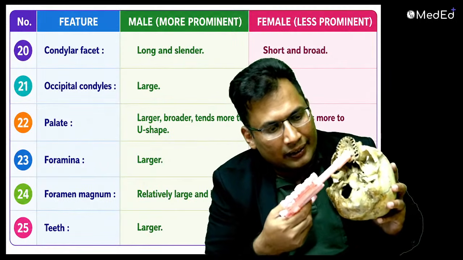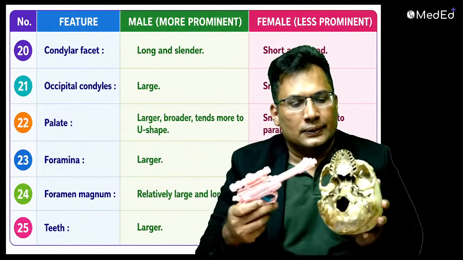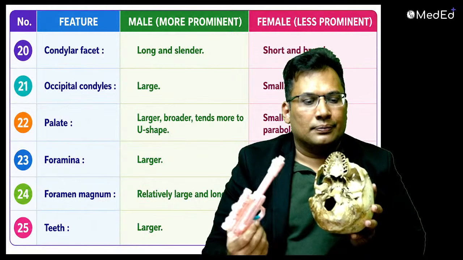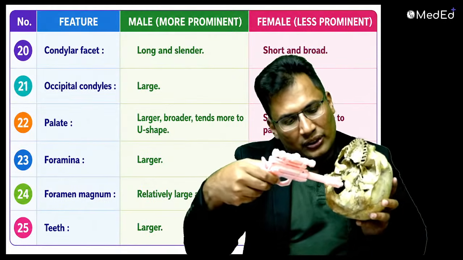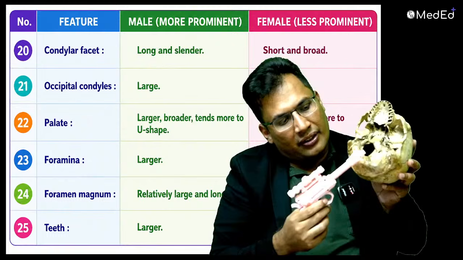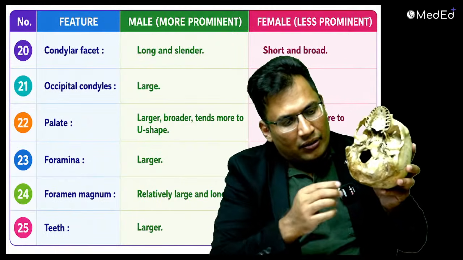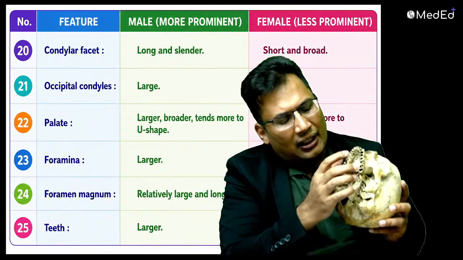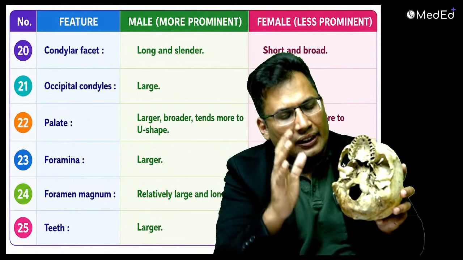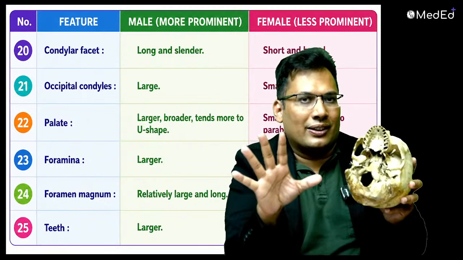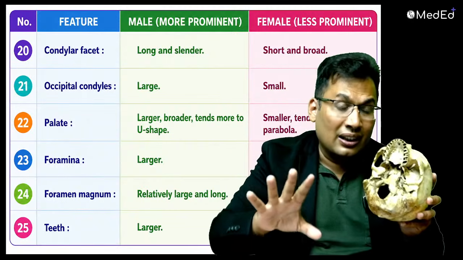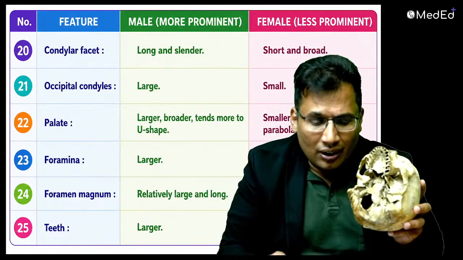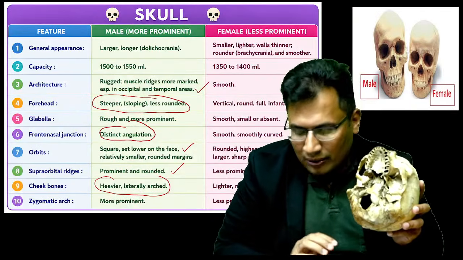The palate is U-shaped. You can make out. Foramina is larger. Look at this, foramina is large, very large. Foramen magnum is also large. Teeth are large, though teeth are not there here anyway. So all these are 25 points. Read the textbook of forensic medicine, where 25 points are mentioned for the difference between male and female skull. So there are 25 points.